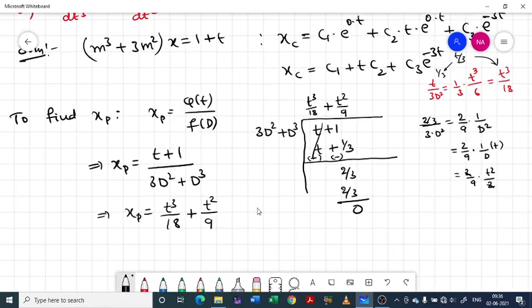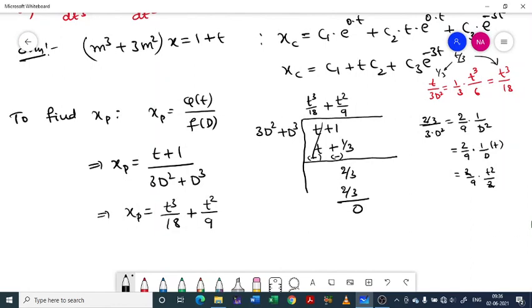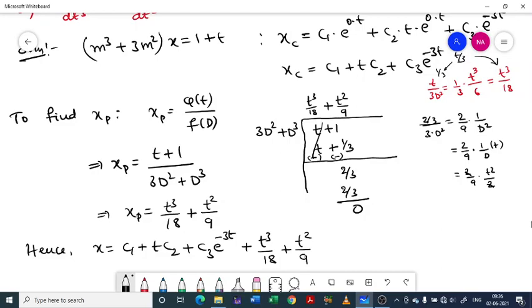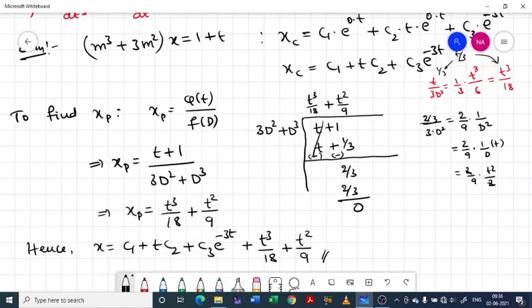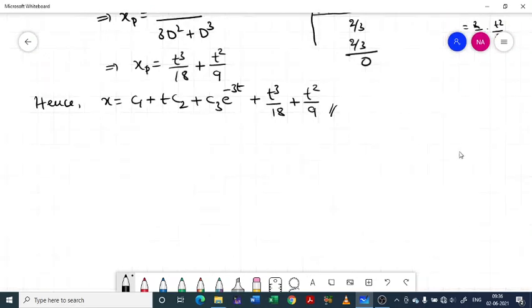Xp will be t cube by 18 plus t square by 9. Hence the general solution x equal to c1 plus t c2 plus c3 e power minus 3t plus t cube by 18 plus t square by 9. That completes the solution of problem. I think it is D. Yes.